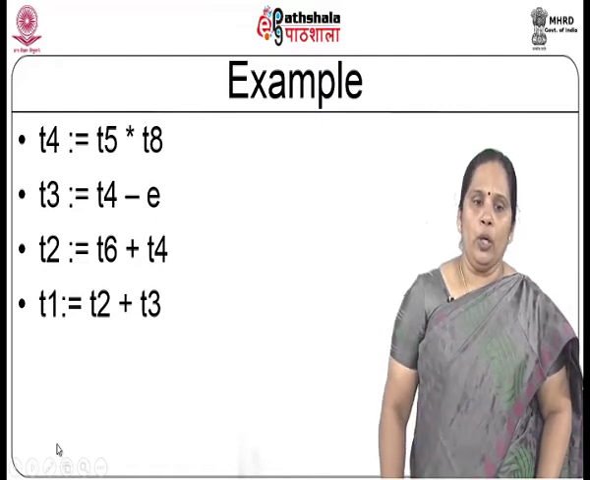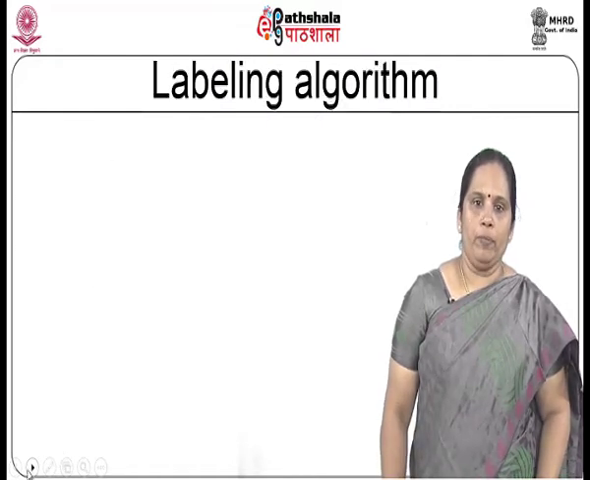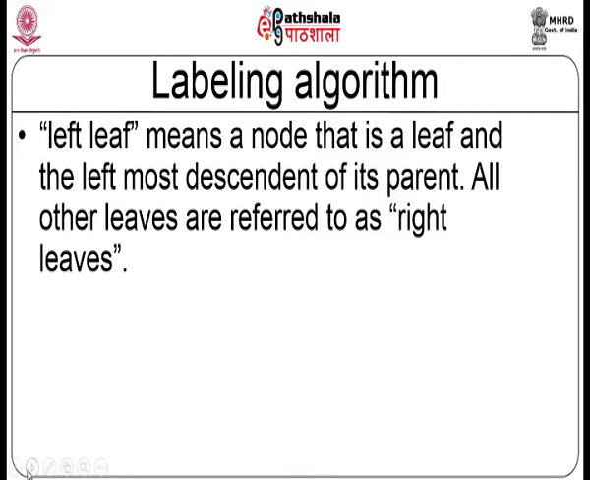Now, labeling will be done with respect to determining how many registers are required to compute a particular node, interior node typically. Now, in this context, a left leaf basically means a node that is a leaf and it is the leftmost descendant of its parent. A left leaf typically means it is the leftmost descendant of its parent, and all other leaves are referred to as right leaves.